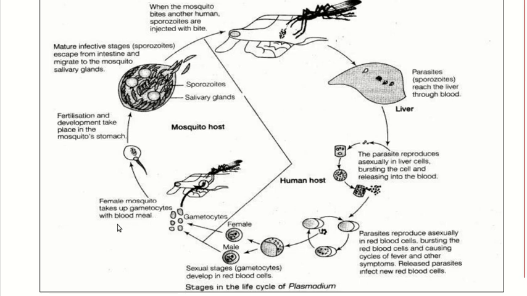The female mosquito takes up gametocytes along with the blood meal, and within the mosquito host they undergo fertilization and development takes place in the mosquito stomach. Plasmodium vivax produces sporozoites within the salivary glands of the mosquito, and when it bites a healthy individual, again the disease is transferred. The sporozoites are introduced by the bite of the malaria mosquito. Mosquito is just a vector, so partial development takes place within the mosquito host. The major process takes place within the human host.